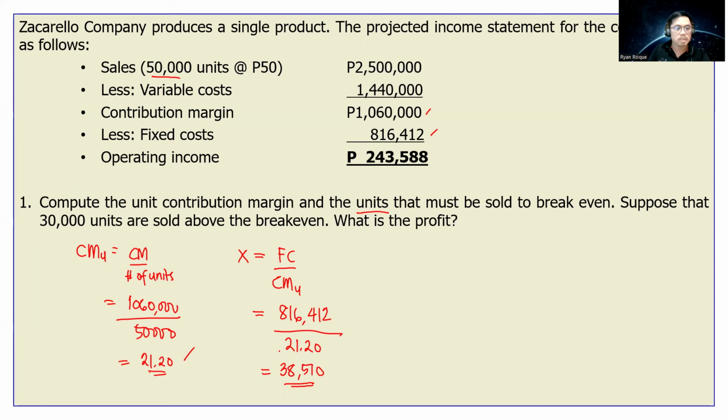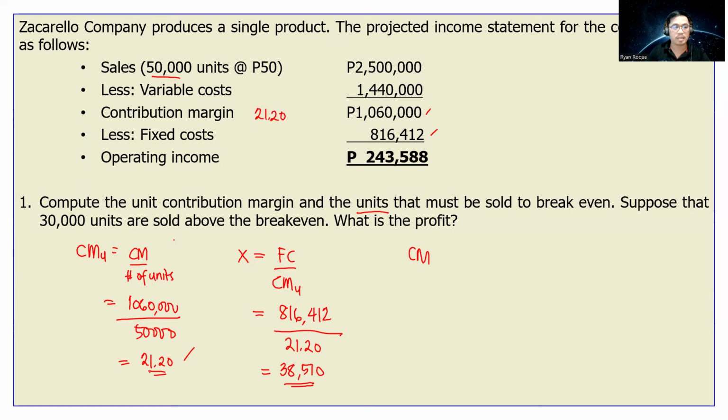Okay, so suppose that 30,000 units are sold above the break even. So what is the profit? There is a contribution margin of how much? We can actually go straight to the contribution margin since we already know that the CMU is 21.20.